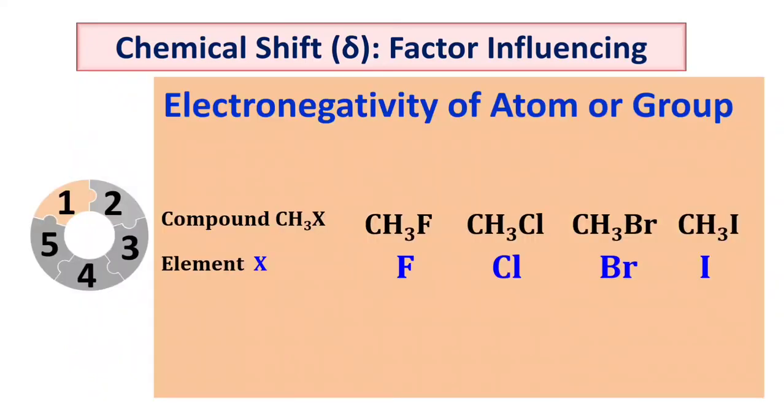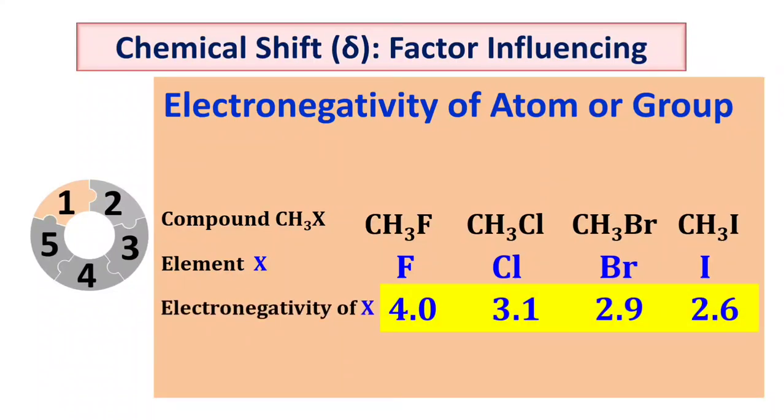So let's look at the first point, electronegativity of atom or group. Let's consider the methyl fluoride, methyl chloride, methyl bromide and methyl iodide molecules. In these, fluorine, chlorine, bromine and iodine are electronegative atoms, and if you compare their electronegativity, fluorine has the highest value, that is 4, and iodine has the lowest, that is 2.6.